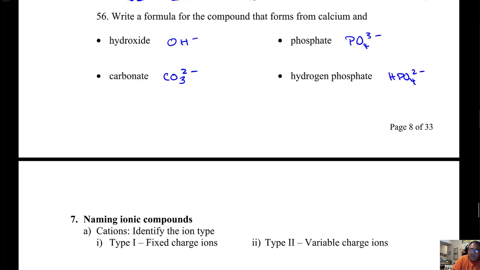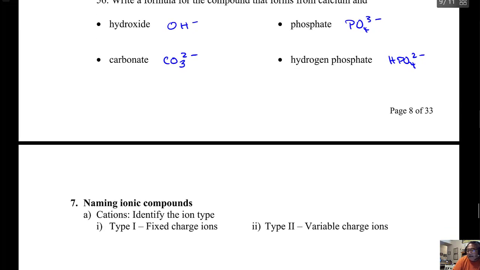Okay, so here we are. Those are the polyatomic ion formulas. Hydroxide, you should have looked up. You should have found that fairly easy. Carbonate, phosphate. But this one, sorry, let me fix that. It's just bothering me. This one is hydrogen phosphate.